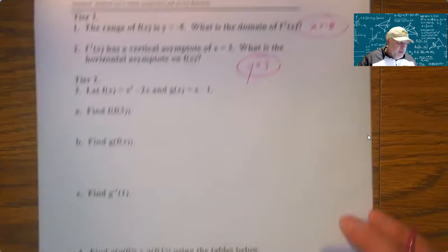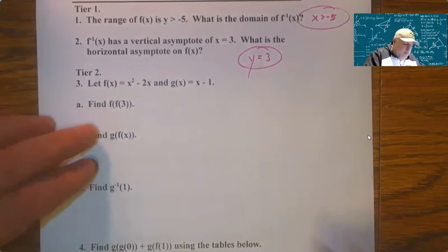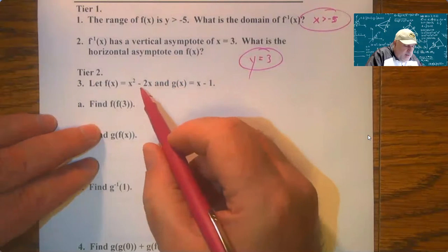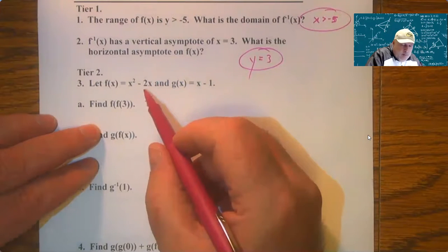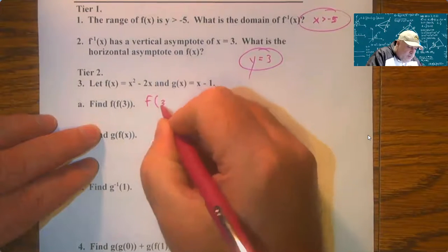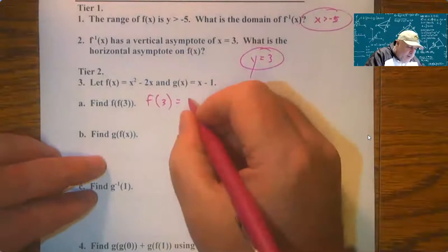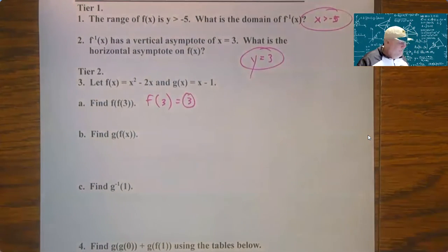All right, so function evaluations, f of 3. So let's figure out f of 3. That would be 9 minus 6, okay, which is 3. So we're just going to do that again. f of 3, 9 minus 6, again, which is 3.